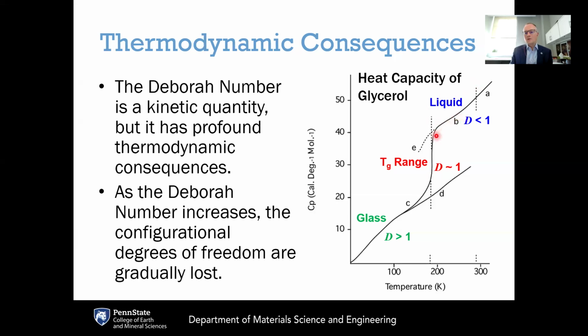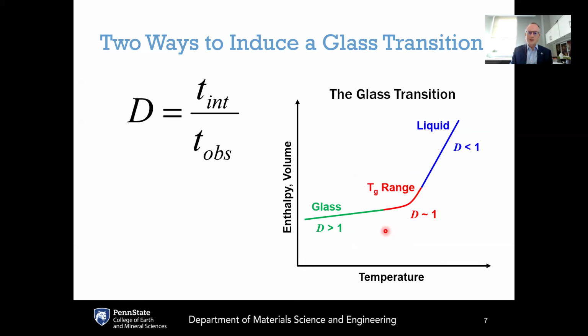As the liquid is cooled through the glass transition, it's still vibrating, but it's not allowed to flow to explore all those different configurations. So as a result, the configurational contribution to the heat capacity is lost. And down here at low temperatures in the glassy state, almost the entire contribution to the heat capacity is due to vibrations. So even though the Deborah number is a kinetic quantity, it has major implications on the thermodynamics of the system because of the loss of these configurational degrees of freedom.